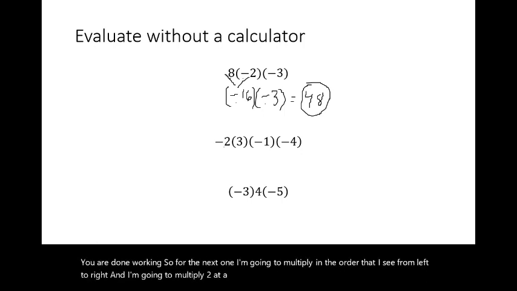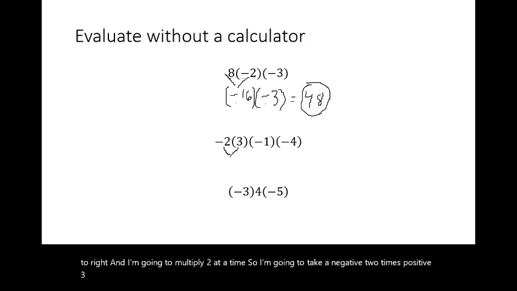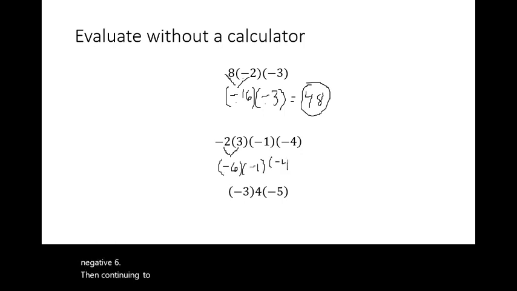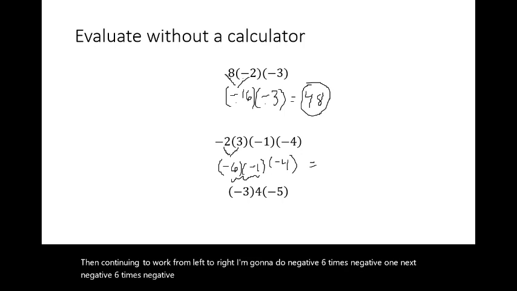So I'm going to take negative 2 times positive 3 first. I have a negative times a positive. The signs are different, so their product will be a negative 6. Then continuing to work from left to right, I'm going to do -6 times -1 next. -6 times -1. Negative times a negative is a +6.